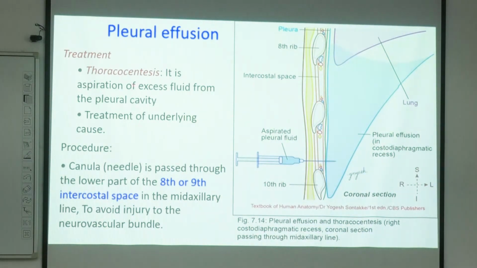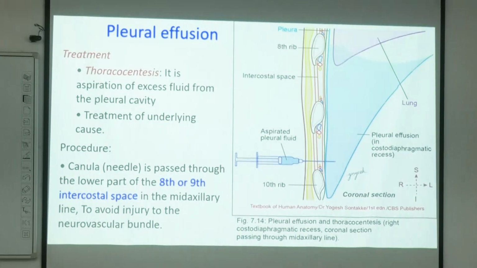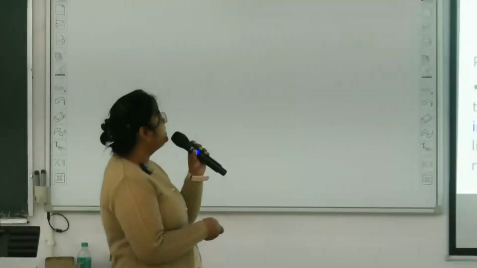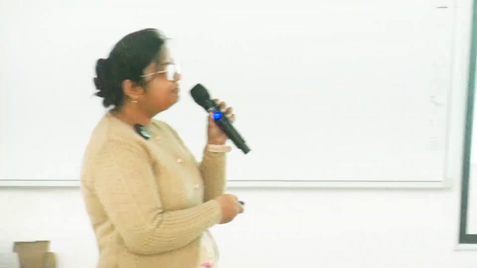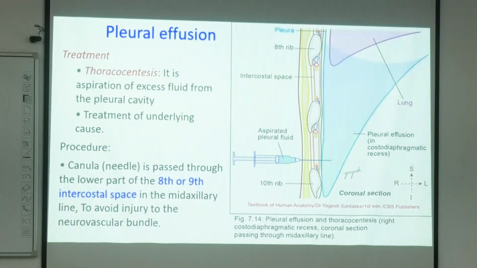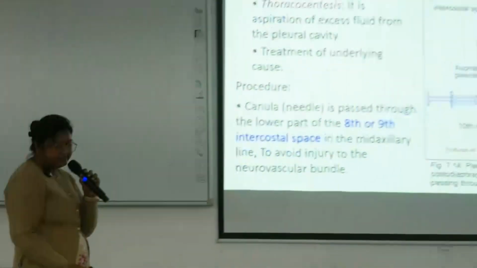Treatment, what is the treatment? There is thoracocentesis. It is aspiration of excess fluid from the pleural cavity, along with treatment of the underlying infective cause. And in the procedure, a cannula or needle is passed through the lower part of the 8th or 9th intercostal space in the mid-axillary line to avoid injury to the neurovascular bundle. This also comes as an explain why: the needle is placed along the upper margin of the rib to prevent injury to the neurovascular bundle. And in which space the needle is placed is also important. To prevent injury to the lung, the needle is placed in the 8th or 9th intercostal space. Also asked in viva, also important for explain why.